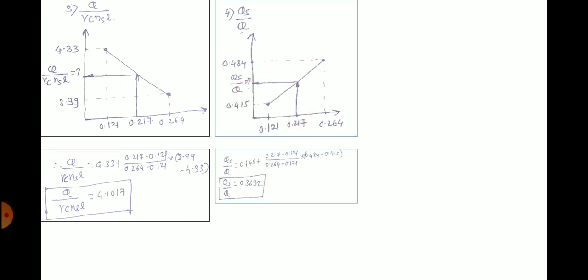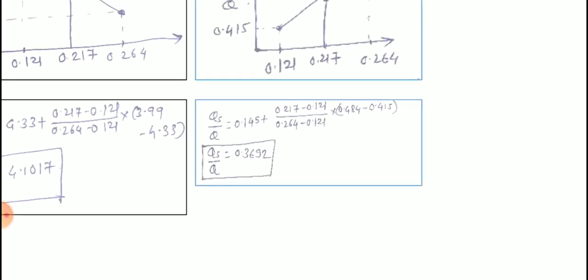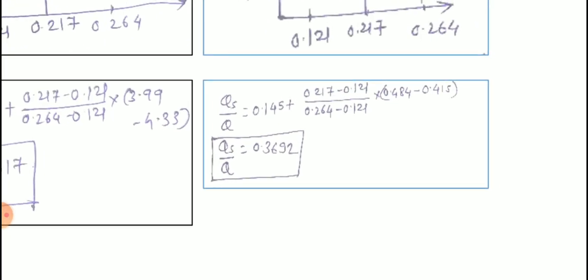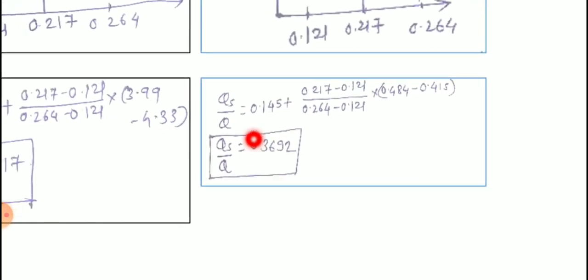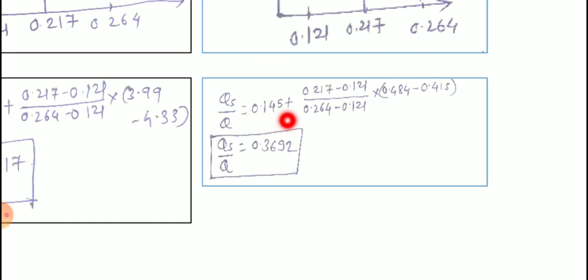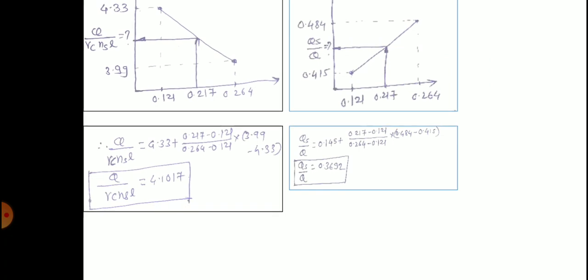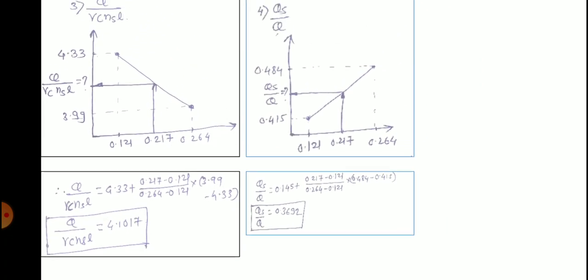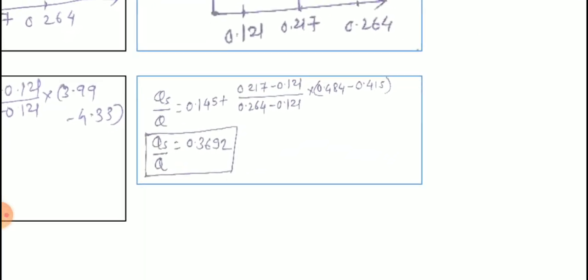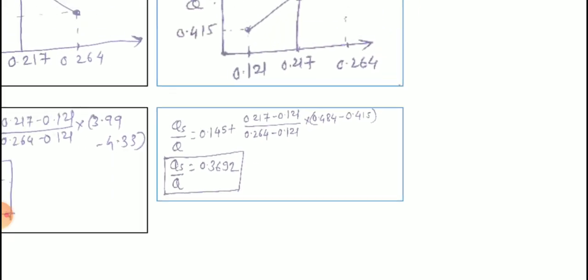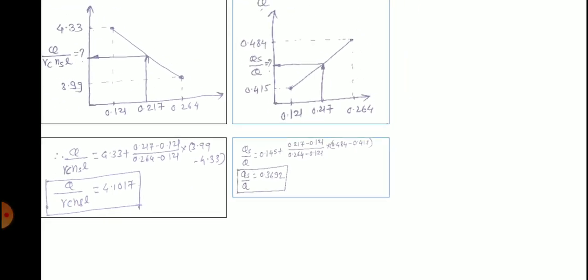Again I will use the formula. Qs by q is equal to what? I'll zoom it. Qs by q is equal to y1, which is 0.415. Sorry, it's 0.415, not 0.145. Make this correction here, 0.415 here. Okay, please make this correction.